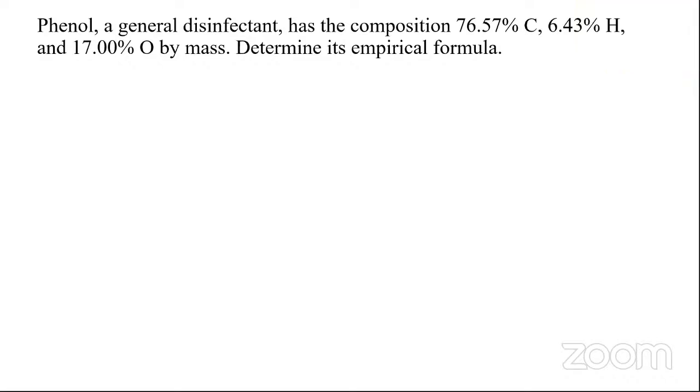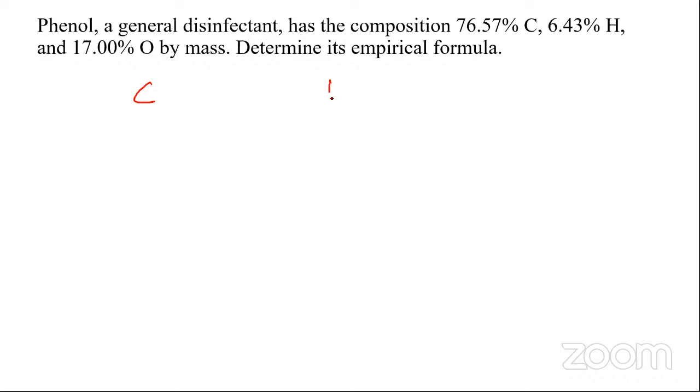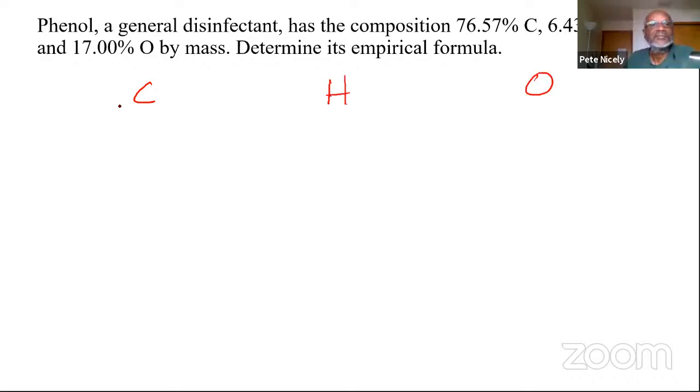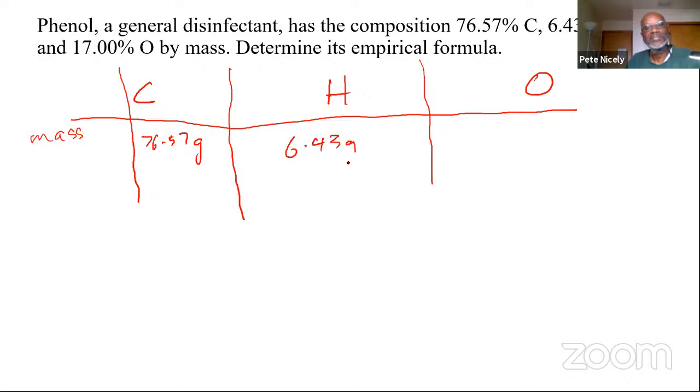Make a chart with the percentages. Okay, so carbon, hydrogen, and oxygen, right? And remember, we said that we assume the percentages would be the same as the masses because we're assuming 100 grams, right? So this row here would be the mass row, right? So we're going to put 76.57 grams, 6.43 grams, and 17.00 grams.